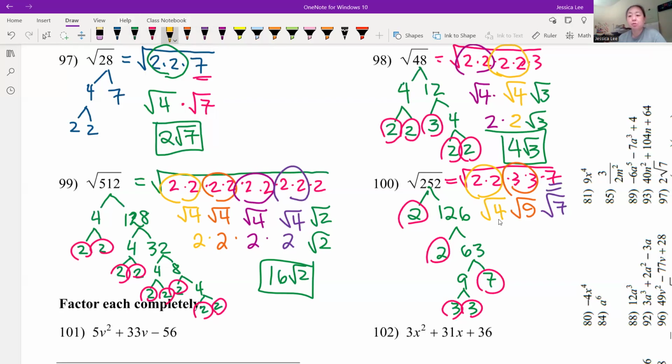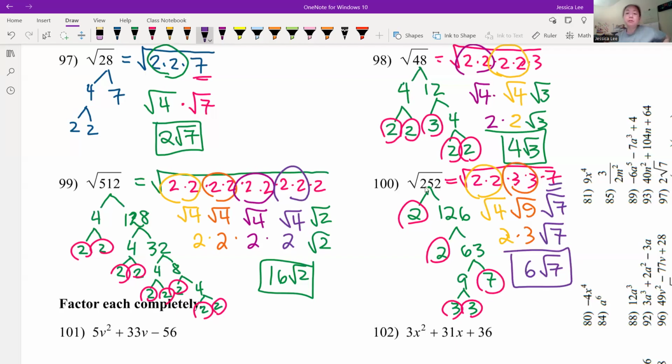Okay, so the square root of 4 is just 2. The square root of 9 is 3, because 3 times 3 is 9. And we have our square root of 7. Okay, 2 times 3 is 6, root 7. Done. So the square root of 252 is the same thing as 6 square root of 7.